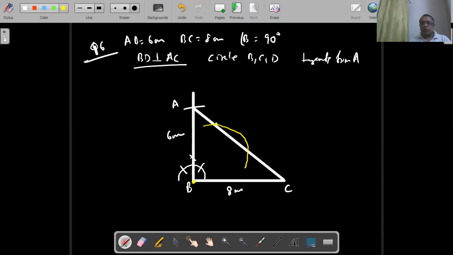Now from this point and this point, you are going to cut arcs here. These are the 2 points and you can cut here.